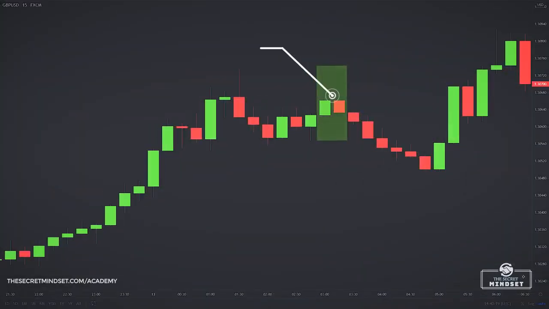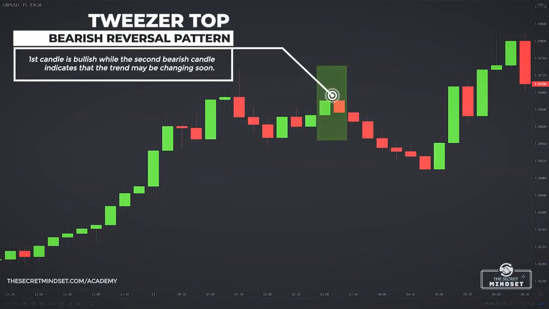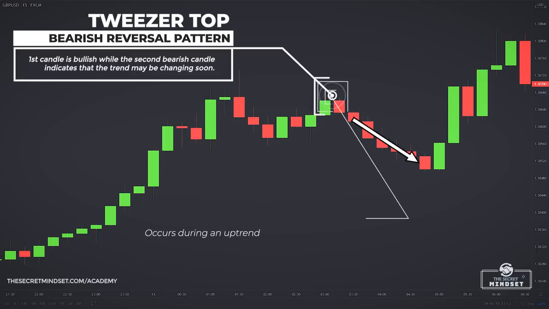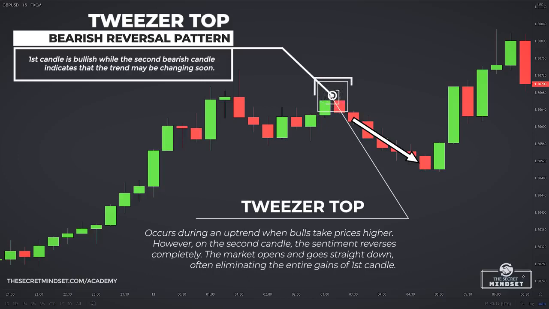The tweezer top candlestick pattern is of the same structure as the tweezer bottom, except for the fact that it happens at the end of an uptrend, and therefore it's a bearish reversal pattern. The first candle is bullish, and it continues in the same direction, while the second bearish candle indicates that the trend may be changing soon. The tweezer top occurs when the buyers push the price higher. This gives us the impression that the market is going up, but the sellers surprised buyers by pushing the market lower and closed down the open of the bullish candle.